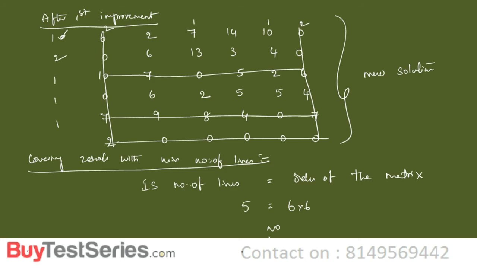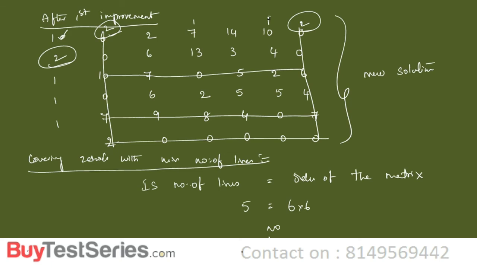Got it? But this important point you remember, while drawing lines, we had a situation where one row had 2 zeros, that is this one, and two columns had 2 zeros, that is this column and this column. Since there were more columns with maximum zeros, we opted to draw the lines against the columns. Is that clear? This is very important.